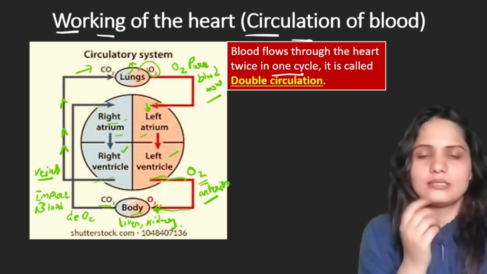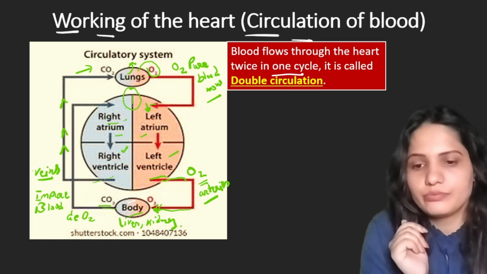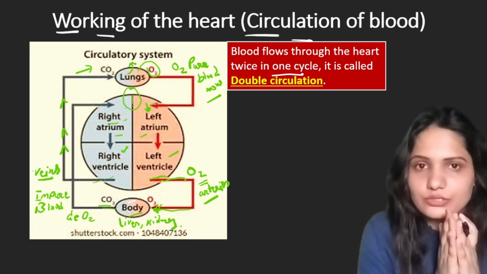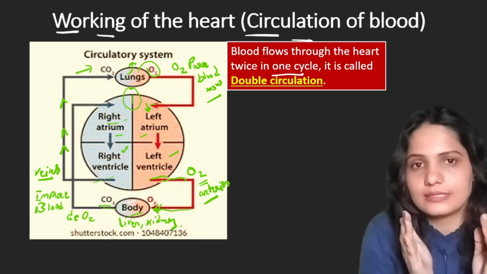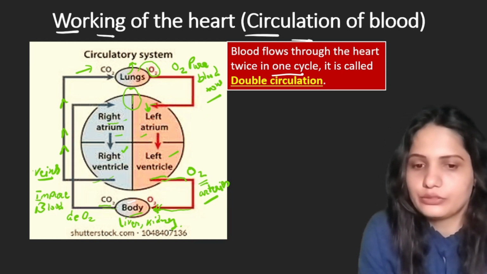Now, how is it double circulation? See, in this we have a partition between the right part and the left part. The left part and right part never mix. So we have two circulations, the right and left. This is the reason we say that we have double circulation. This is all about the circulatory system.